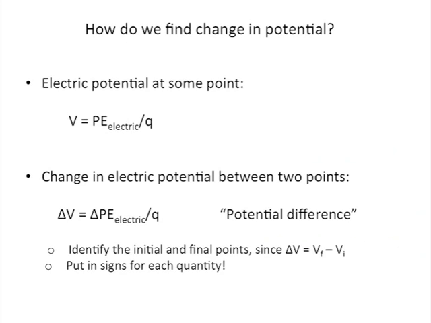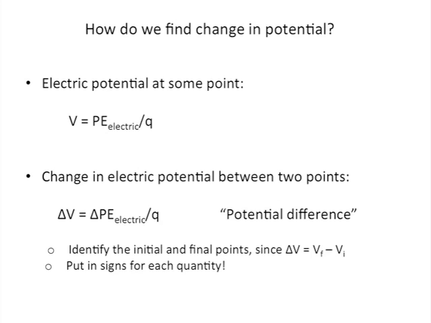How do we find change in potential? Well, the electric potential at some point is given by this first equation. The change in electric potential between 2 points is very similar. The only difference is now we have change in potential and change in electric potential energy in the equation. Change in electric potential is often called potential difference. So be aware of the different language used there for that quantity delta V.